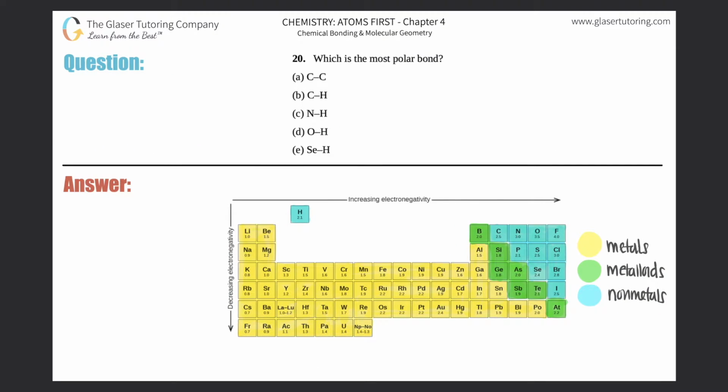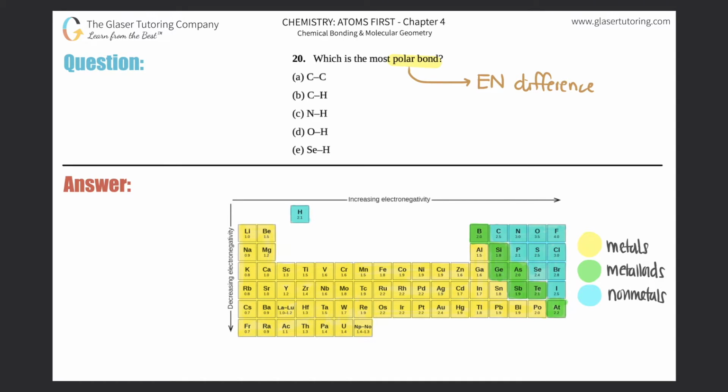Number 20, which is the most polar bond? And then we have A through E. So this would kind of be like a multiple choice question. So we've got to figure out which one out of these five would be the most polar. The bond would be the most polar, and that comes from finding out the electronegativity, EN, difference.